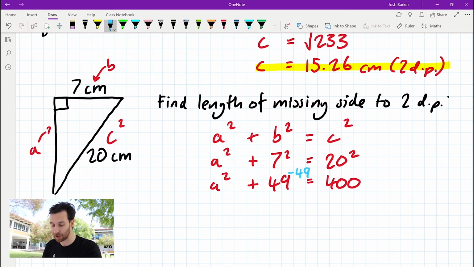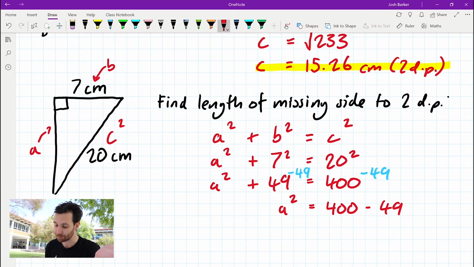So it's plus 49, we want to subtract 49 to get rid of it. But because we've got an equal sign, we need to make sure we're taking 49 away from both sides. It's really important. If you've got an equal sign, it means you have to ensure that there's balance between the two. So on the left-hand side, 49 take 49 just leaves you with a squared. But on the right-hand side, we now have 400 take away 49. So it's really important you apply that step.